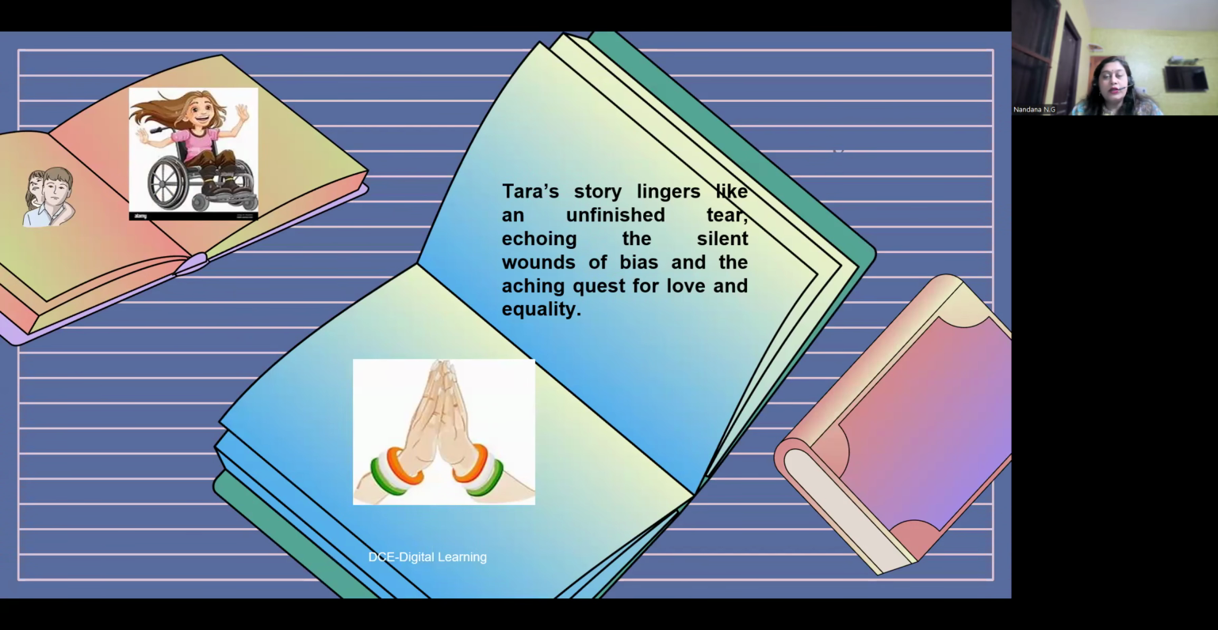Tara's story lingers like an unfinished tear, echoing the silent wounds of bias and the aching quest for love and equality.